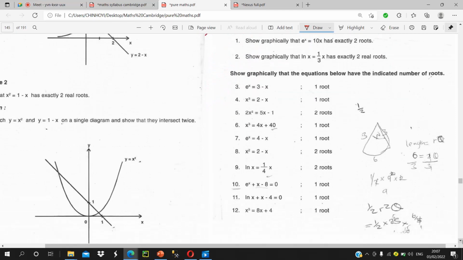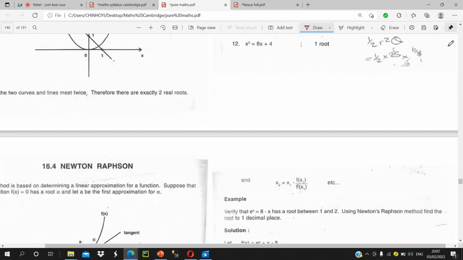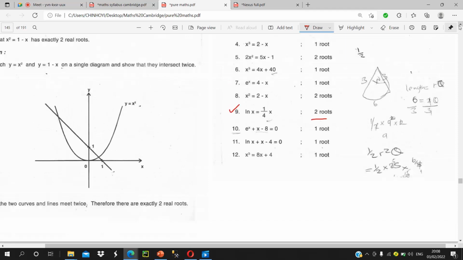Yes. And also for this one, let's look at number 9. We want to look at number 9. They are saying show graphically that the equations below indicate the number of roots. So number 9, we want to show that this equation indicates what? There are two roots, right? Yes. So here, we want to draw two standard graphs.